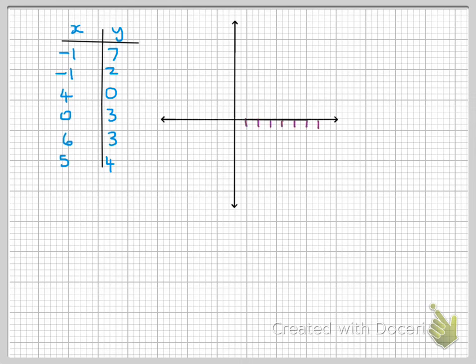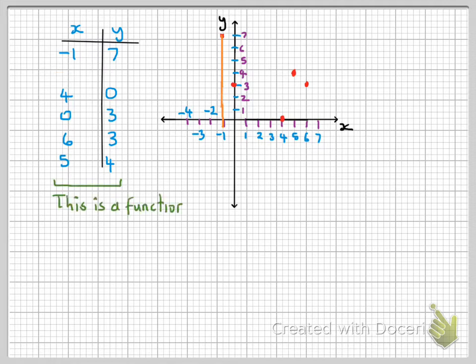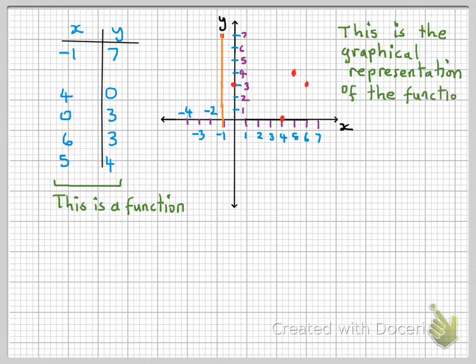Now, again, here's what we had previously. We had our function in tabular form and also in graphical form. If we want this relation to be a function, we have to make some adjustment here. And the adjustment is this. We have to take out the problematic point, -1, 2. We have taken it out now. Or we could have taken out -1, 7 and left the other one in there.